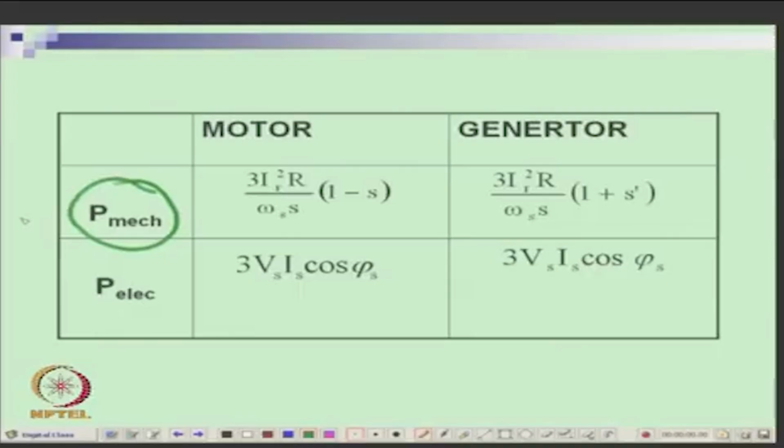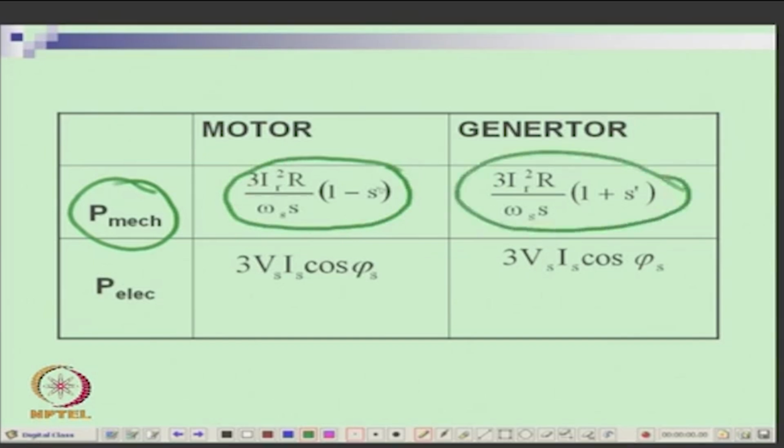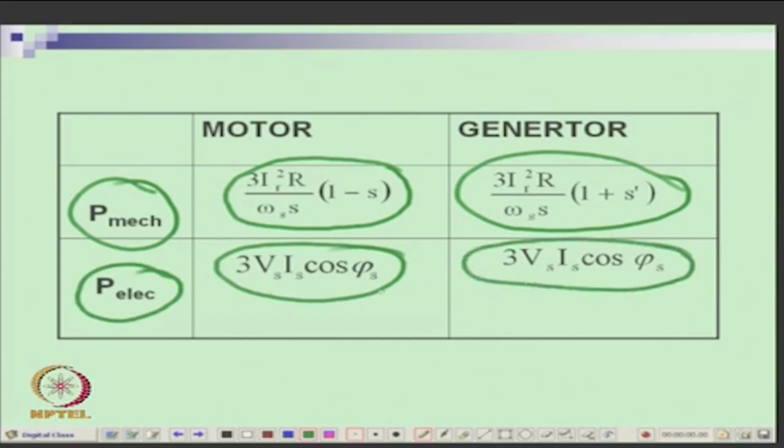Right, and mechanical power in this case is 3 times IR square RR by S into 1 minus S, and here it is 1 plus S dash in generator mechanical power, right. Electrical power is 3 times VS IS cos phi S, and here also 3 times VS IS cos phi S, which is negative of this, okay. So, these are the expressions that you should know for motor and generator, and knowing and taking appropriate values of slip, okay.